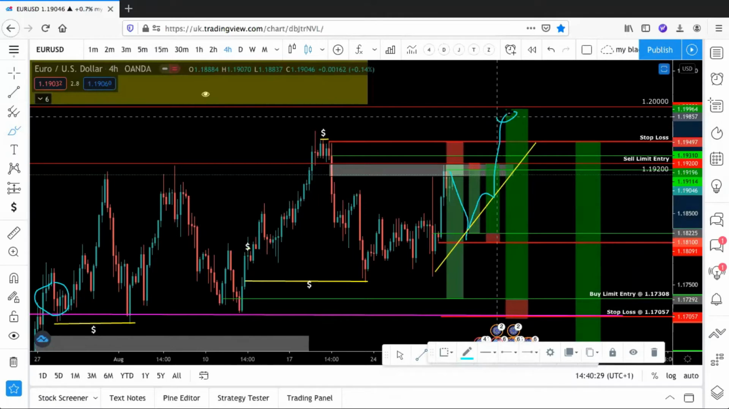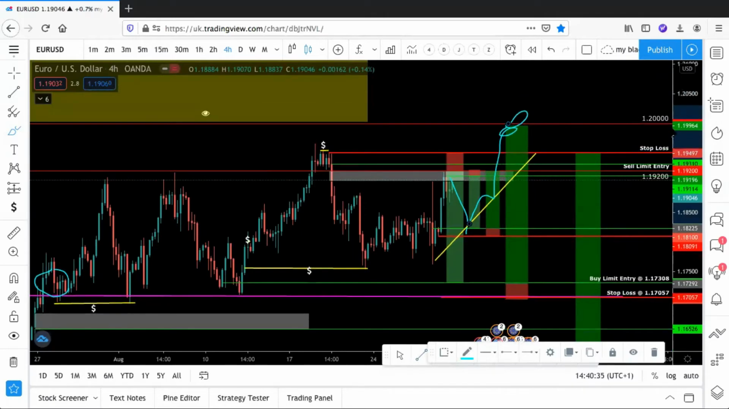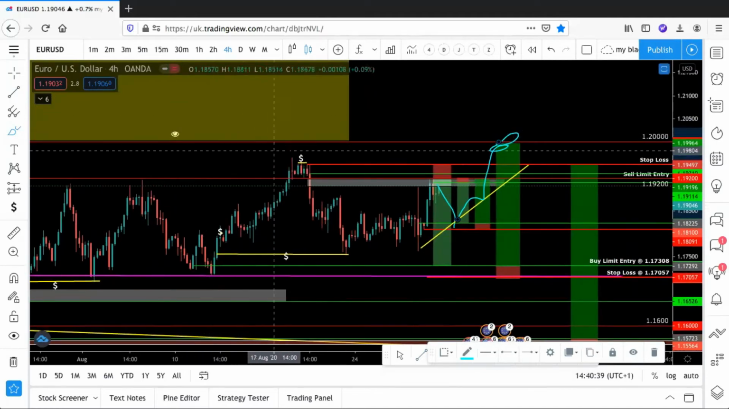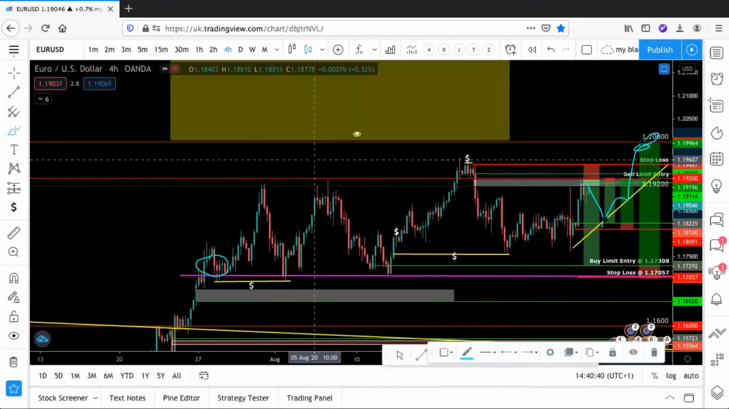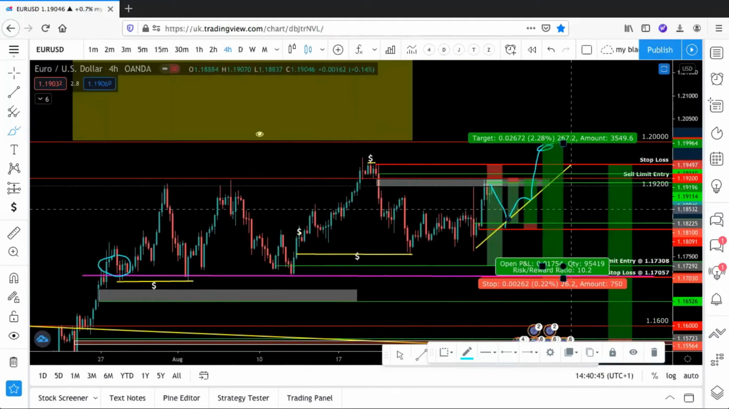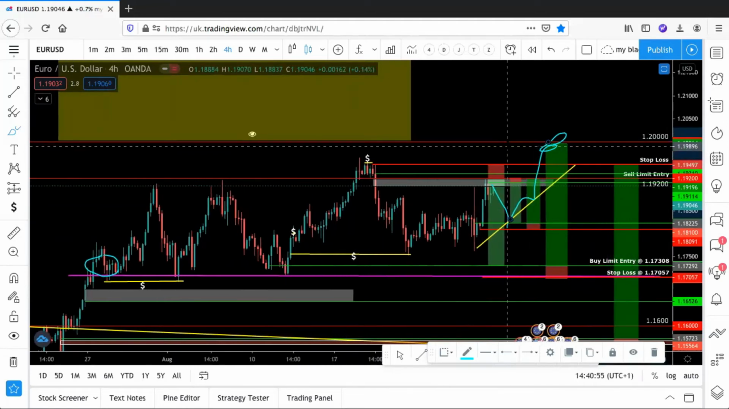then run higher to this target, the 1.27 area. If you check our previous video, this was our level. Eventually we are reaching towards this target, which is 1.20. So this is the target I'm expecting, for price to hit the 1.20 level. This is the one scenario.